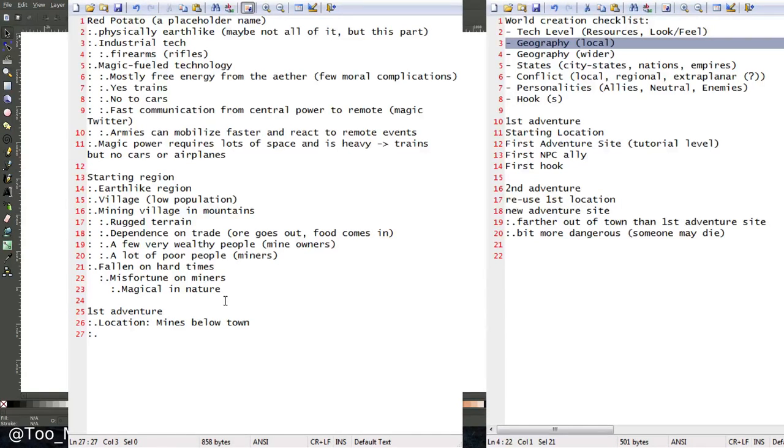Our hook is that the mine, let's say they dug too deep. Let's say they set loose something. Now when we do this, we're not going to tell our players what it is, but we obviously would have to know for building this. In my case, I'm probably going to be running this for 5th edition Dungeons & Dragons.